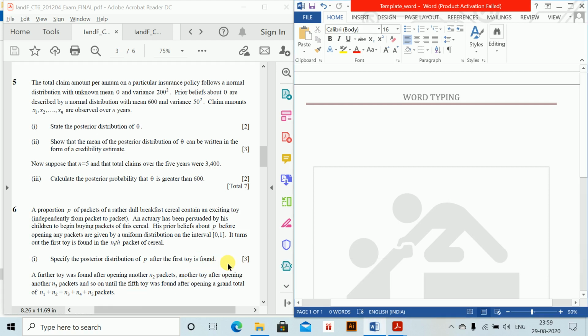Credibility theory. So let's do this faster question. Total claim amount per annum on a particular insurance policy follows a normal distribution with unknown mean theta and variance 200 squared. Prior beliefs about theta are prescribed by a normal distribution with mean 600 and variance 50 squared. Claim amounts are observed over n years. State the posterior distribution of theta.